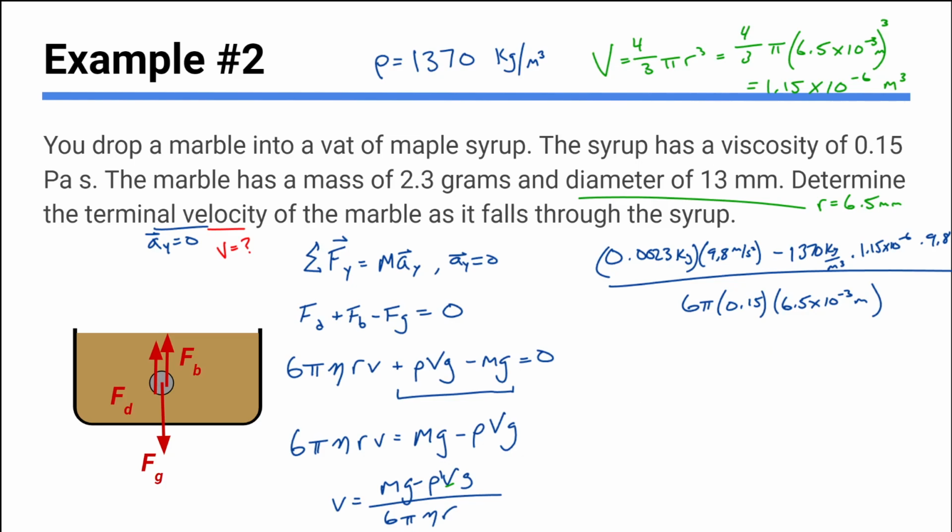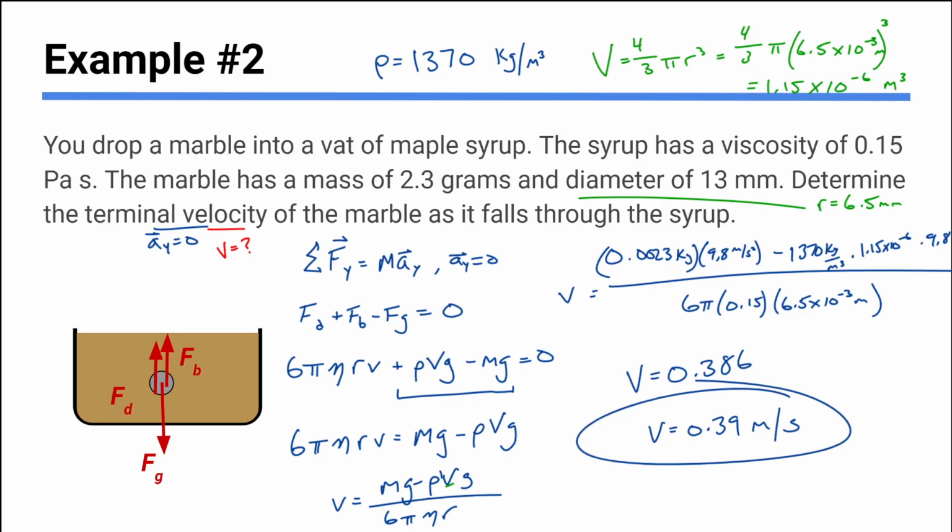All right, anyway, crunch some numbers, and I'm pretty sure you should get an answer of, where did it go? I lost it. 0.386. That sounds right, because this equals the speed. We have 2 sig figs in all our values, so we can round that to 0.39 meters per second.